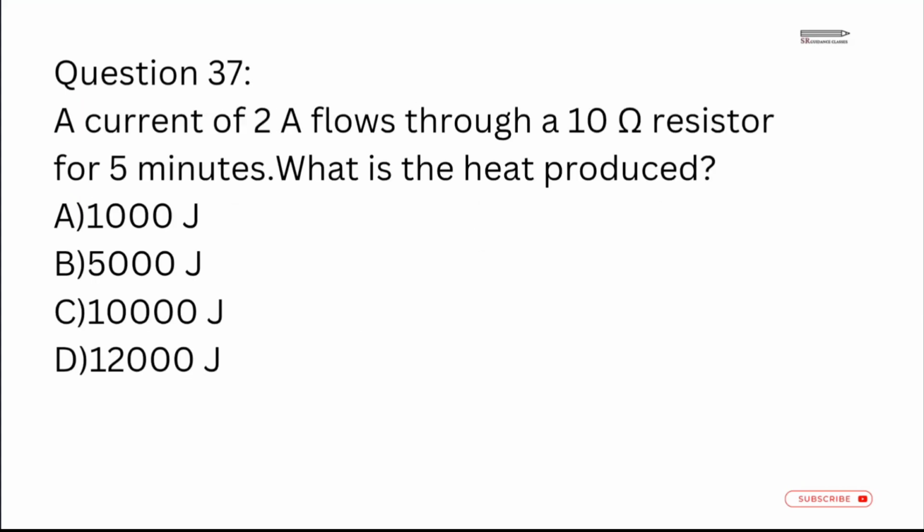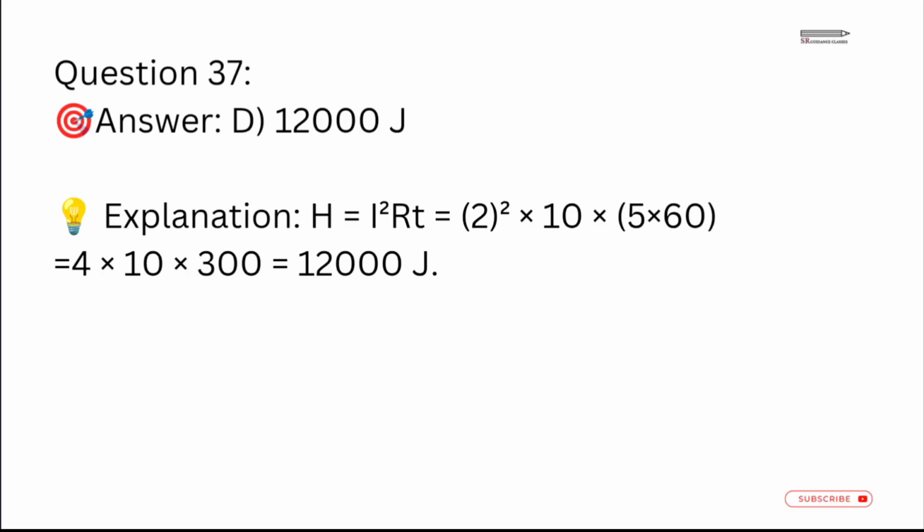A current of 2 ampere flows through a 10 ohm resistor for 5 minutes. What is the heat produced? The correct answer is option D, 12,000 joule.